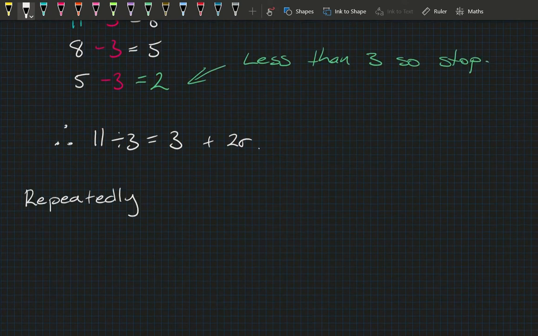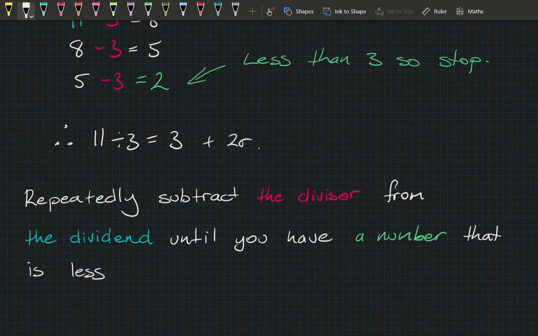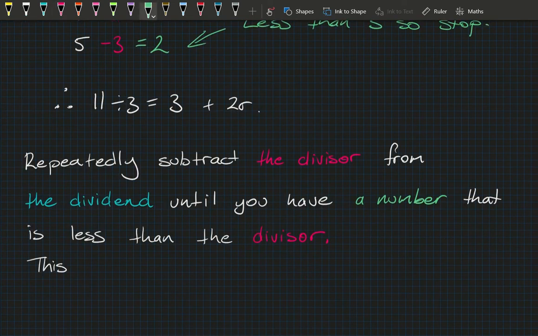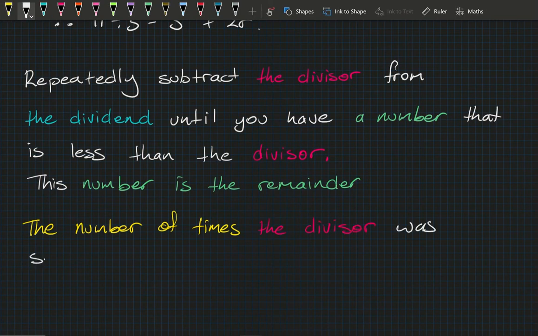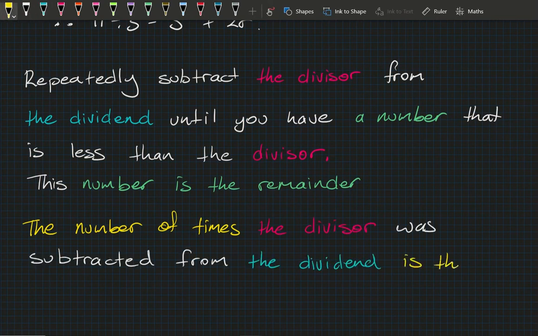So we're repeatedly subtracting the divisor from the dividend until you have a number that is less than the divisor, and this number is the remainder. Then the number of times that the divisor was subtracted from the dividend is the quotient. I hope you can recognize that this is just like putting things evenly into a bag. We're just counting the whole lot in one step. Now I've got this spreadsheet here that I'd like to show you exactly how a computer would do this with much bigger numbers.